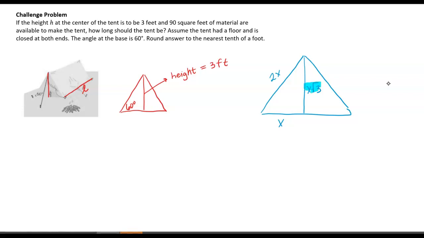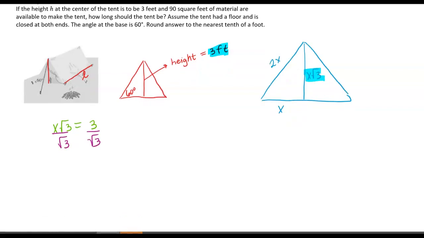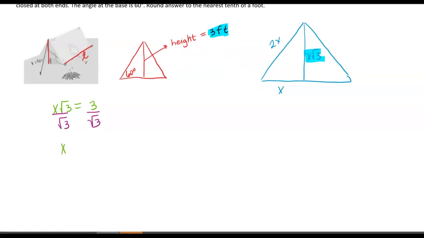So we're saying that x times the square root of 3 is 3 feet. I'll write that. x times the square root of 3 is equal to 3 feet. I'll divide both sides by the square root of 3. So x, or half of one of the sides of the triangle, would be 3 times the square root of 3 over 3, or just the square root of 3. I got that by rationalizing the denominator, getting rid of that square root in the denominator, and then simplifying.